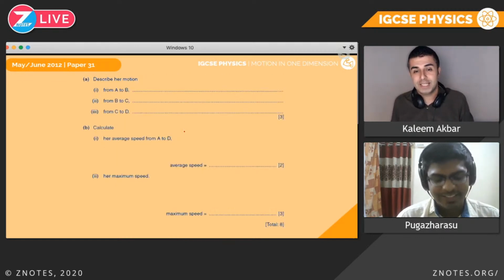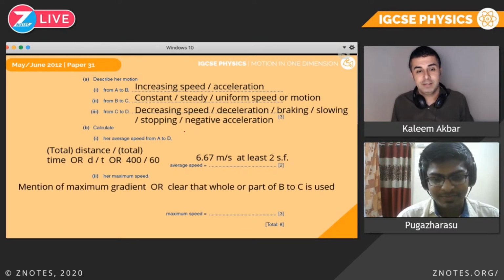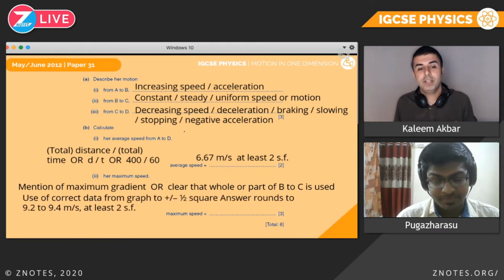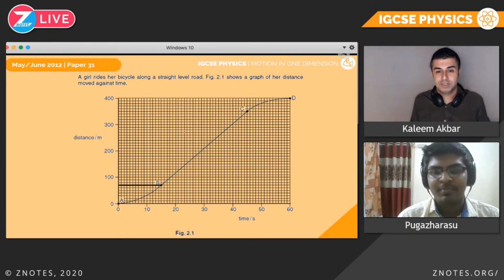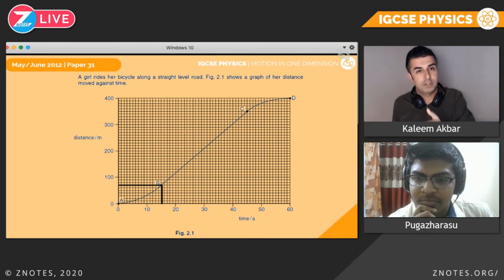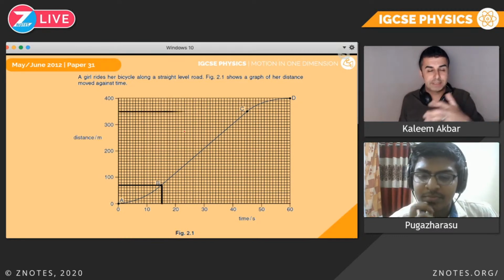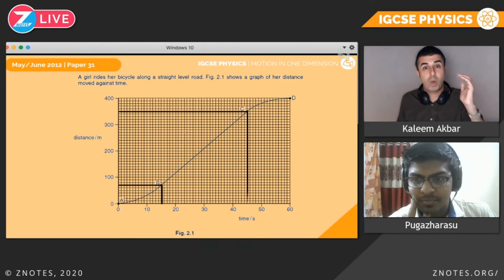So guys, when we're doing the maximum speed, we're basically going to read the points B to C. So we're looking for the maximum gradient, okay? And using the correct data. Now I'm going to go back to the graph, but basically anywhere between 9.2 and 9.4. And I think I actually did it here. So how am I going to do this? Look, I've picked the point B. I'm looking at the 2 points, well, the y-axis and the x-axis. I've picked the point C. I've got my y point and my x point. What am I going to do now?